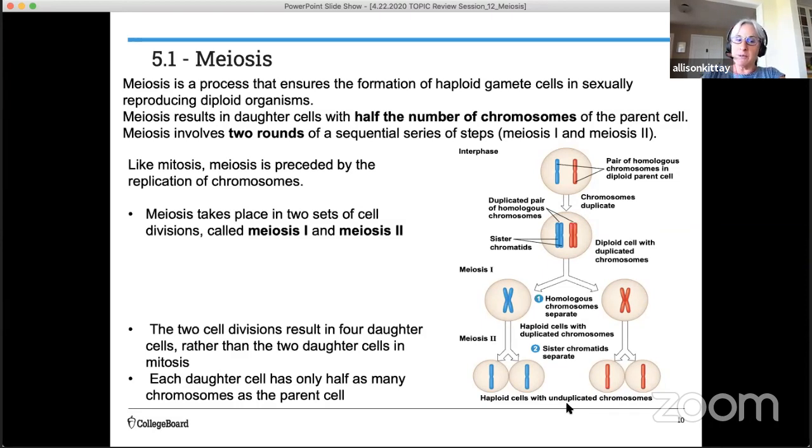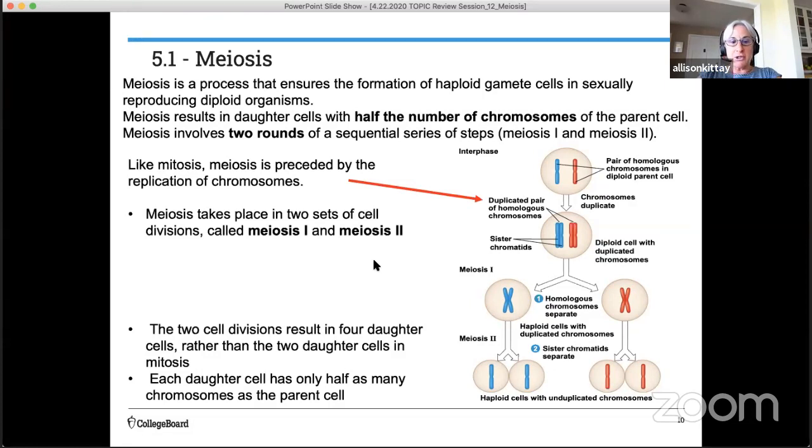But there are some similarities that we want you to notice with mitosis. So like mitosis, meiosis is preceded by a replication of chromosomes. Again, that occurs in the S phase of the cell cycle. So that is representing our duplicated pair of chromosomes. And we've got pairs from our diploid parents, a maternal pair and a paternal pair. And we can say that these are from the paternal side and these are from the maternal side.